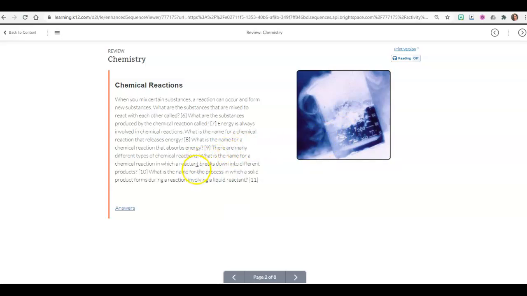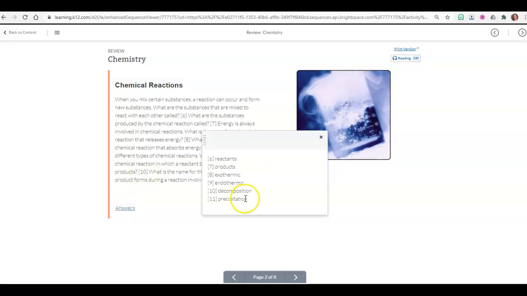And there are many different types of chemical reactions. What is the name of a chemical reaction in which a reactant breaks down into different products? So you have one thing breaking down into two or more different things, and that is called decomposition. So you can think about something decomposing. So it's one thing and it breaks down to form two different elements. So carbon dioxide can decompose and form carbon and oxygen. So you can remember that.